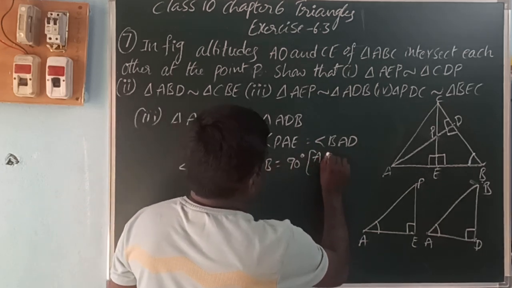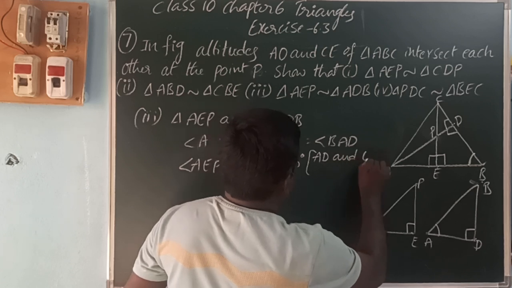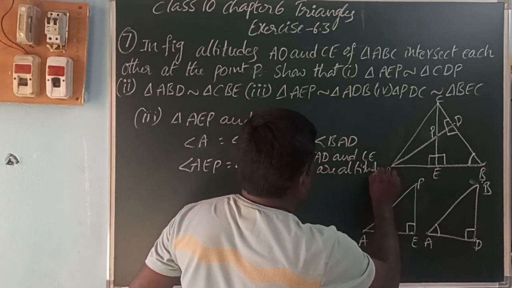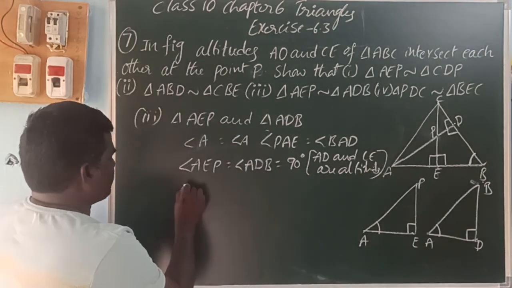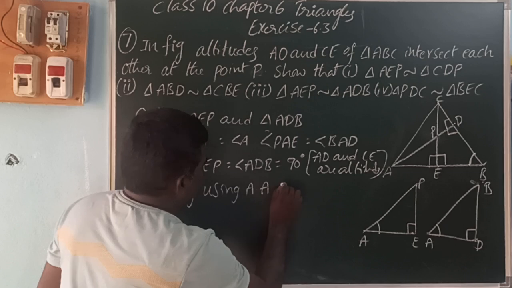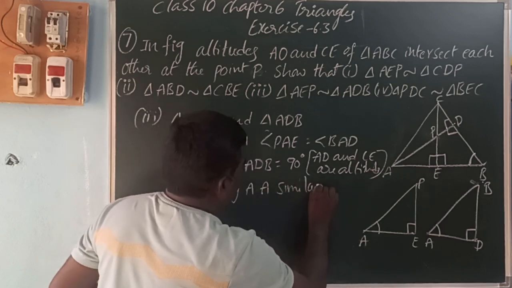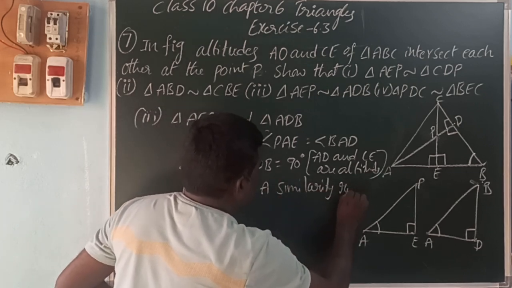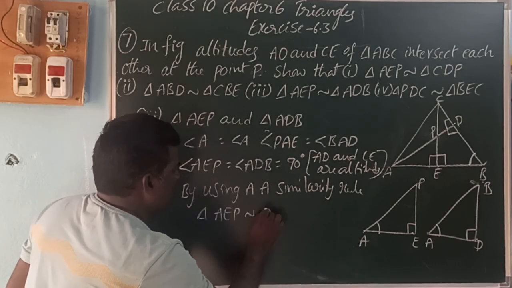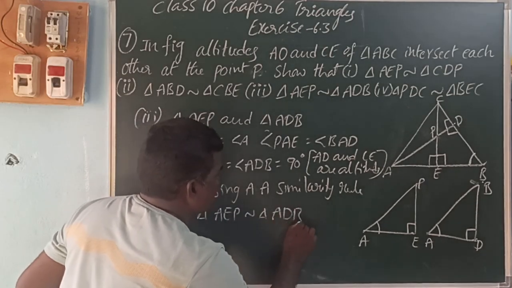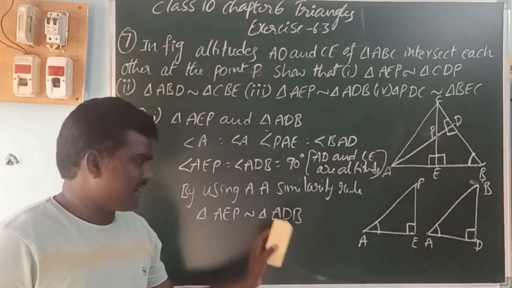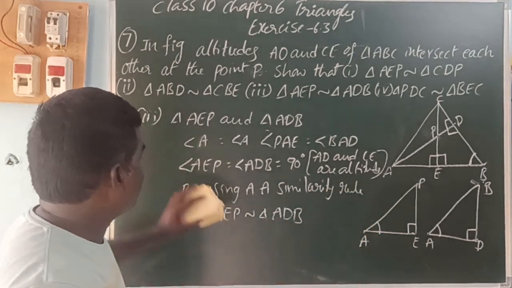Since AD and CE are altitudes, therefore, by using the angle similarity rule, triangle AEP is similar with triangle ADB.